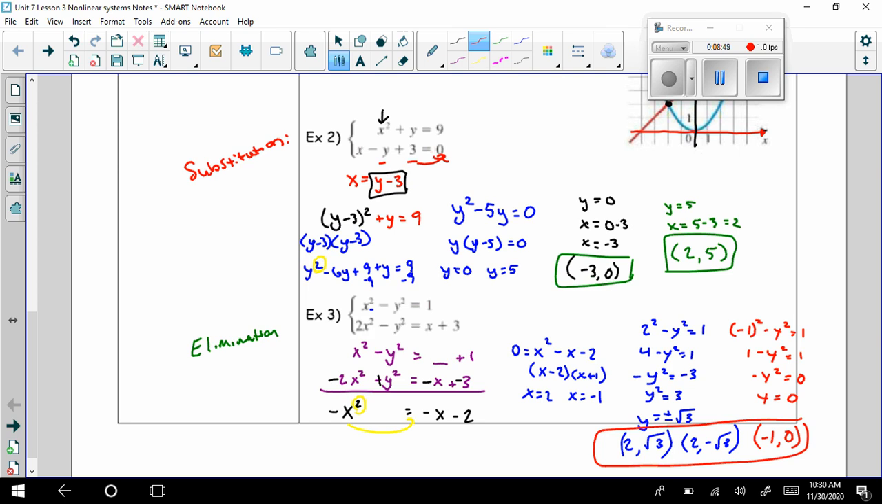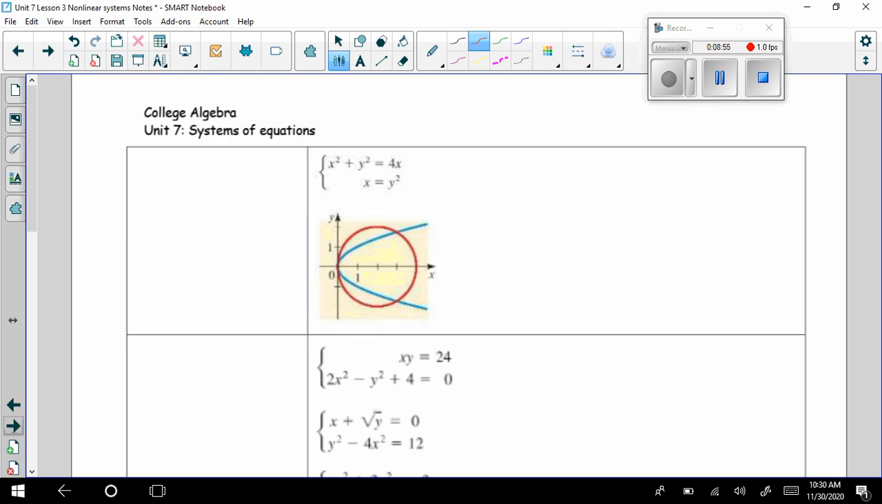Okay? So a little bit more elaborate when we're dealing with the nonlinear equations than with the linear equations. But for the most part, you're still just using substitution or elimination to solve these. And so go ahead and try this one on your own.